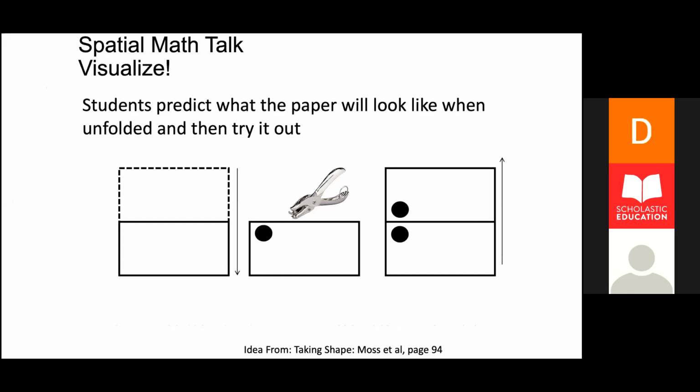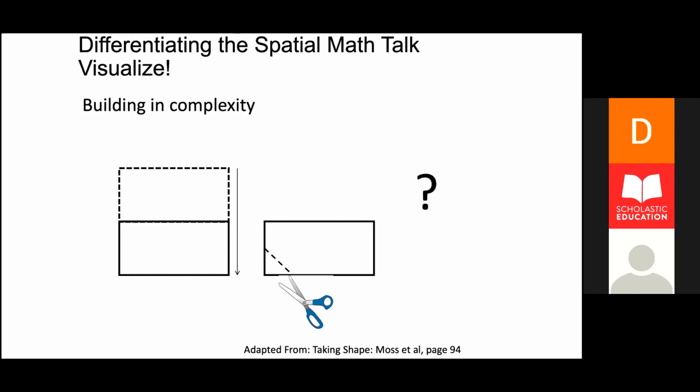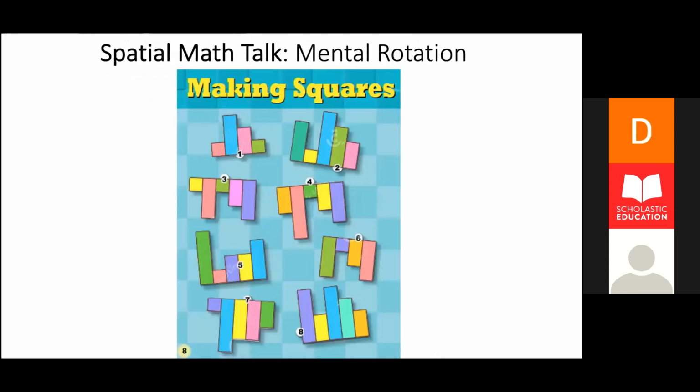This is what they would get when it opens up, but you can also do different things like cutting corners. Cutting corners will, of course, end up with different shapes. So you can do this throughout the years. And while you're doing this, you are building that visualization that kids need and that spatial reasoning.